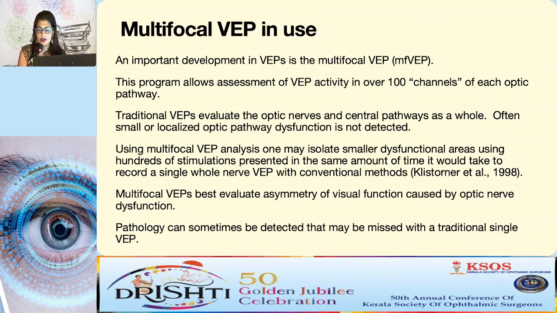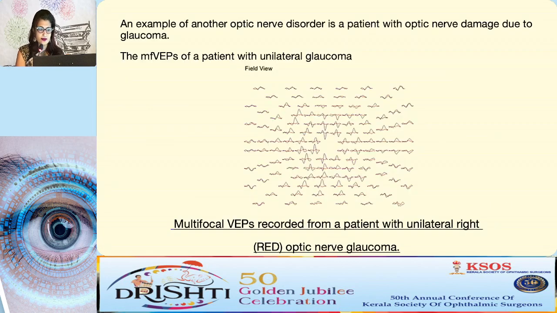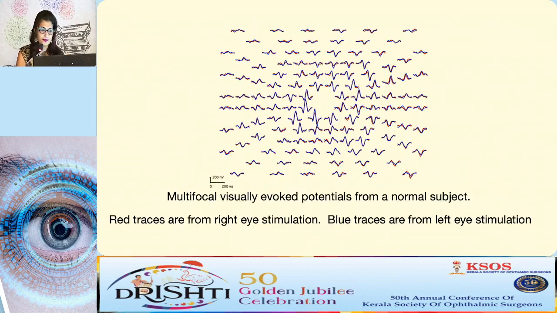Next, another new one that has come is the multifocal VEP. Here, over 100 channels of the optic pathway are assessed by the VEP activity. It's a new kid on the block, and it requires a lot of studies to come out to know where exactly we can use the multifocal VEP.